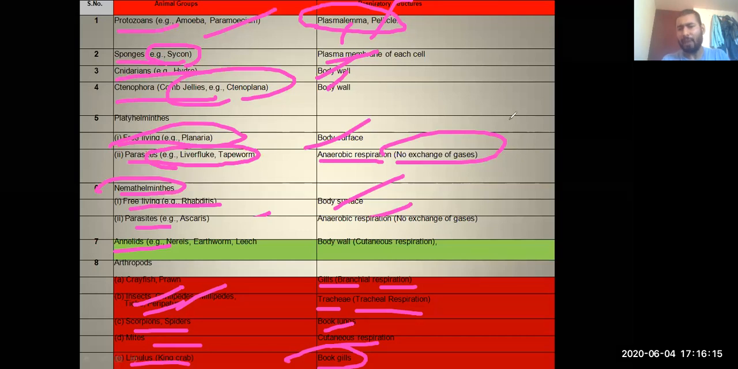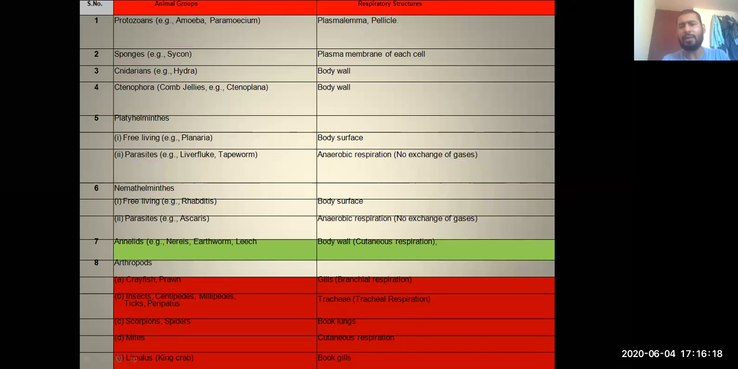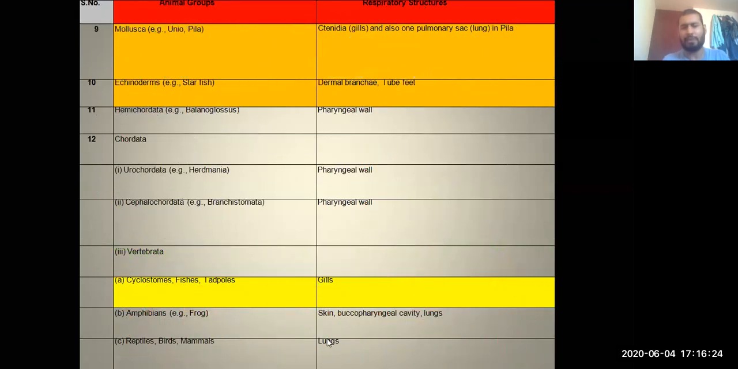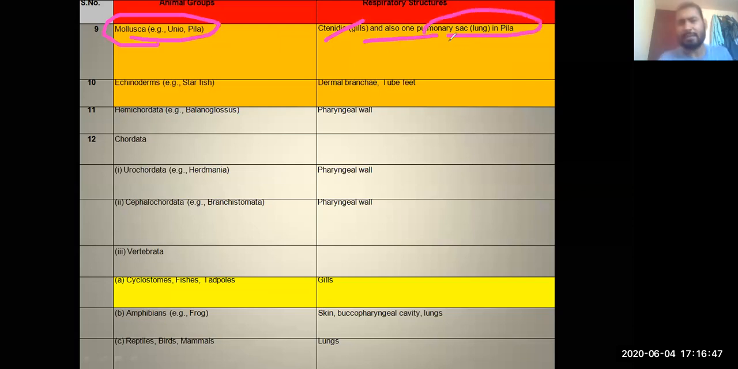Now this is the lower invertebrates, and then we will see about the higher invertebrates, how they perform respiration. Here also they have given a large number of examples. First they have given the Mollusca, Unio and Pila. These Mollusca have the respiratory organ, that is Ctenidia, gills, and also one pulmonary sac, a lung, in Pila. As I had already told, Pila has the respiratory organ, the pulmonary sac, which is called the lung. And echinoderms, starfish, have dermal branchiae, which are known as tube feet. This is the respiratory organ.